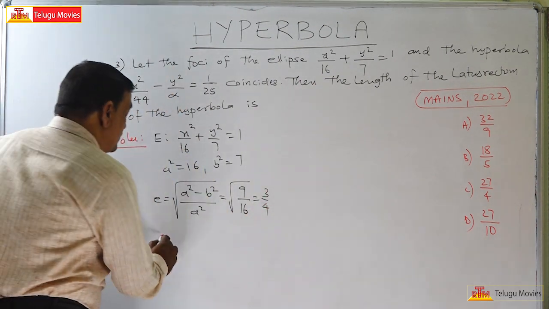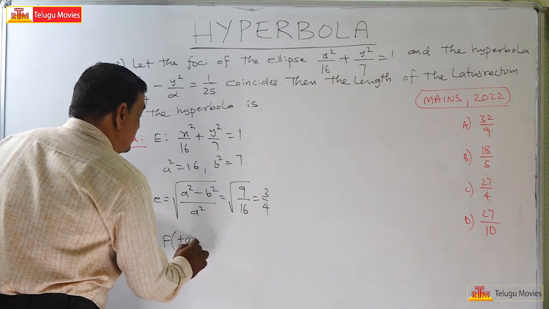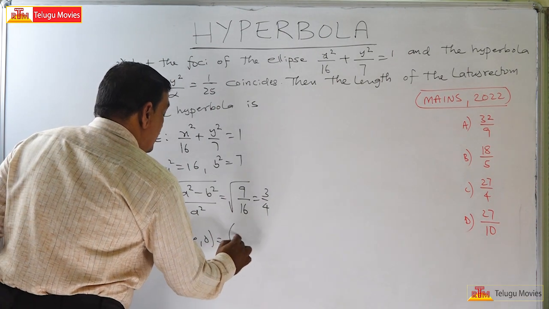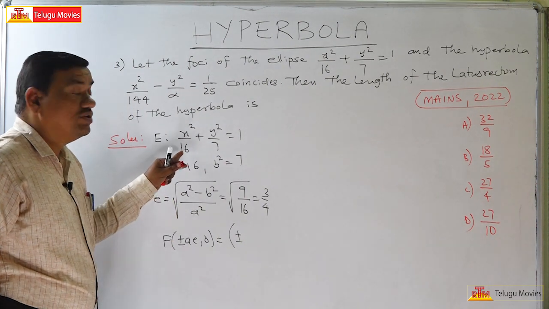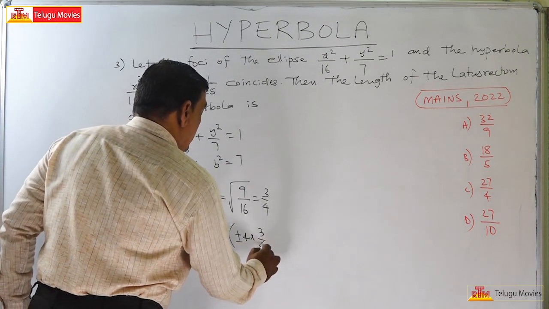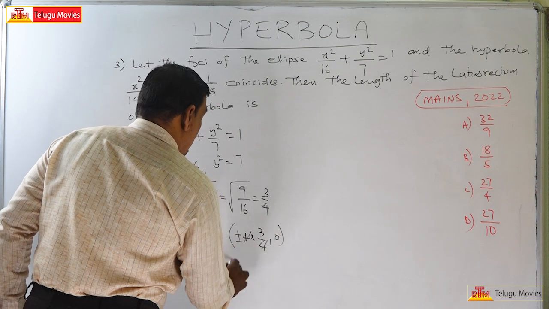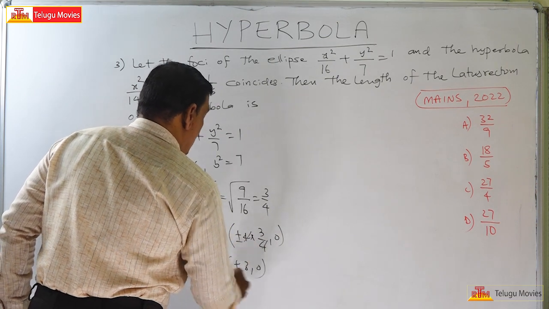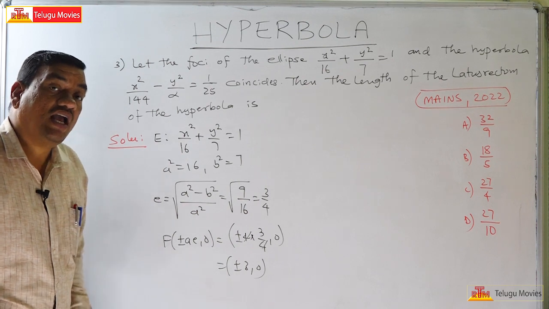Now what is the foci of the ellipse? Plus or minus AE comma 0. What is the value of a here? The value of a is 4 into 3 by 4 comma 0; the 4 will get cancelled, plus or minus 3 comma 0. The foci of the ellipse we got.